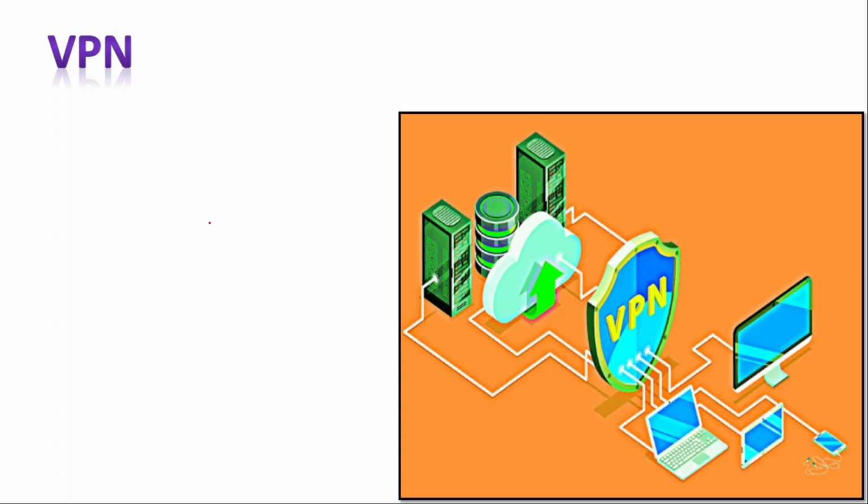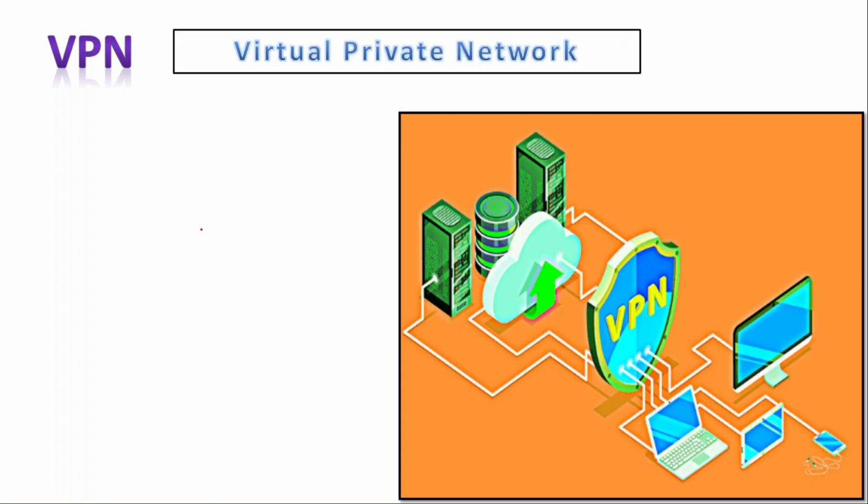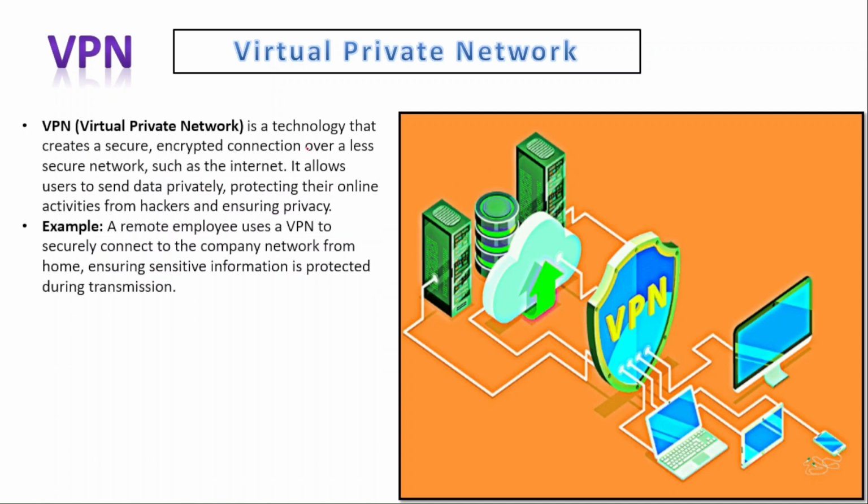VPN, that is Virtual Private Network. So VPN or Virtual Private Network is a technology that creates a secure encrypted connection over a less secure network such as the Internet. It allows users to send data privately, protecting their online activities from hackers and ensuring privacy. Example, a remote employee uses a VPN to securely connect to the company's network from home, ensuring sensitive information is protected during transmission.